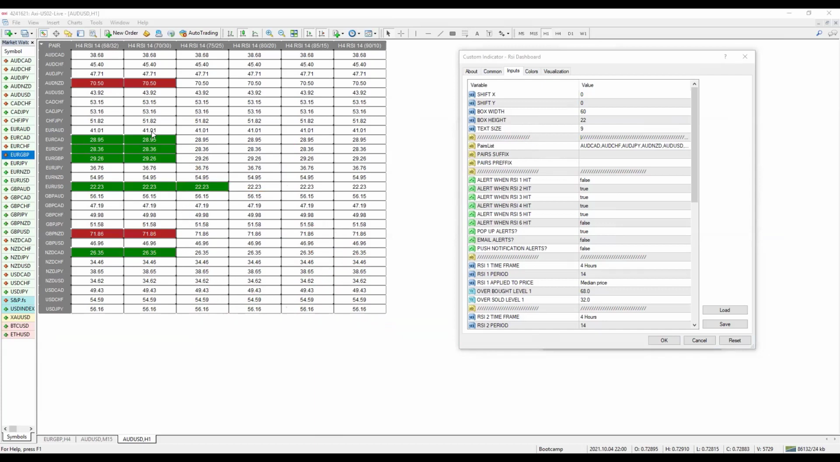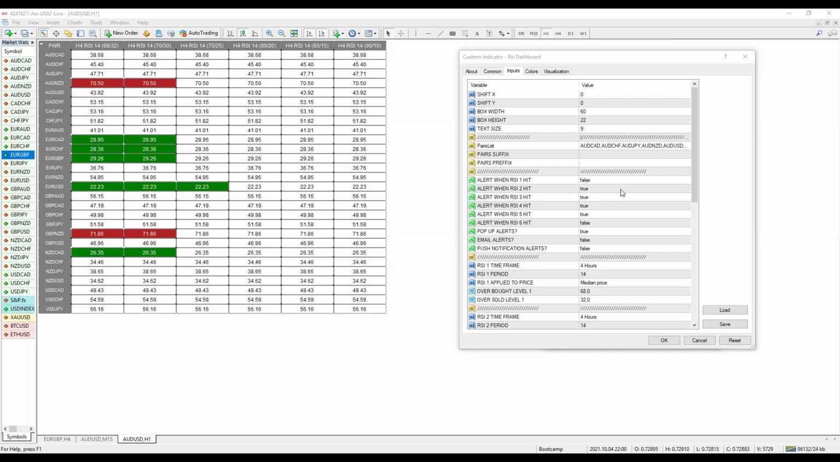Same with these. This is basically showing me how stretched, remember the elastic band theory we talked about yesterday, the market is. This is telling me what the current market condition is for every currency pair.